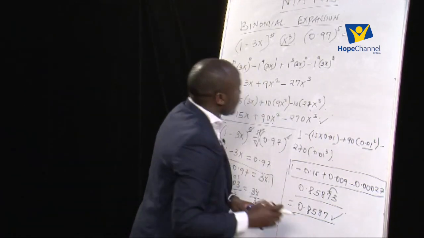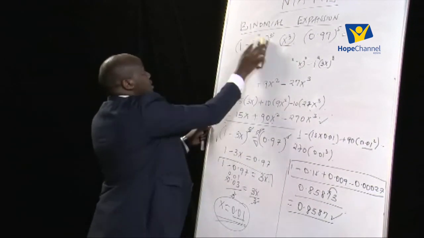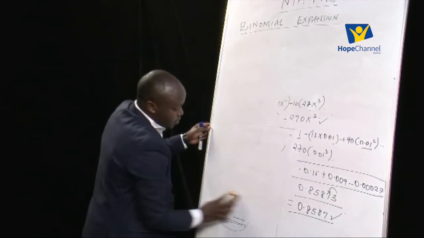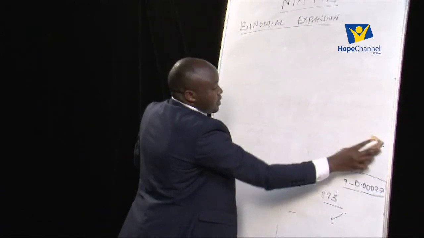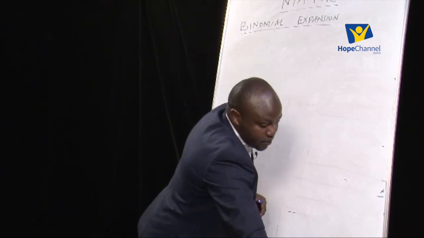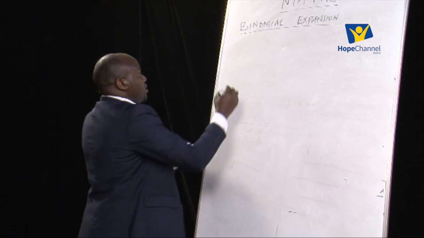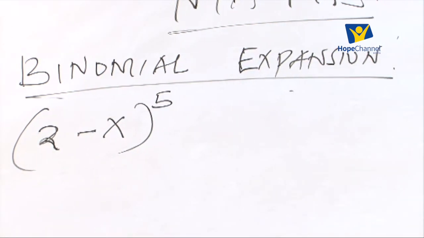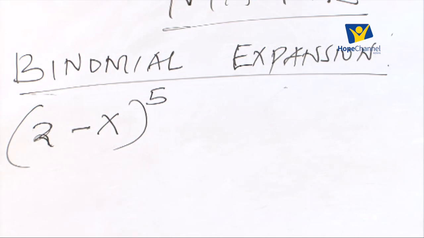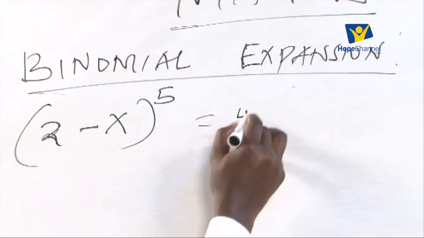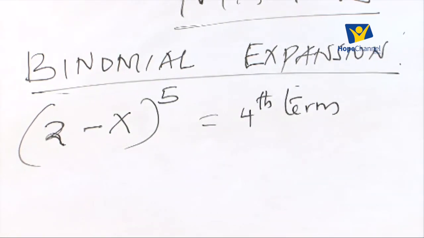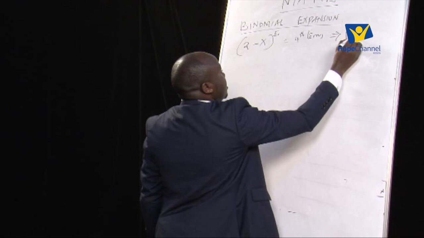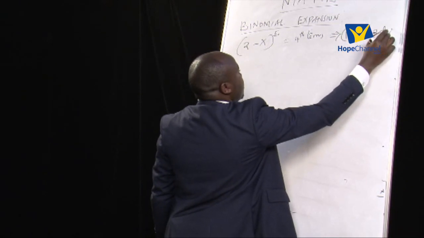Now for your homework, in the same spirit, I want you to try this. Try and expand it and use your expansion to solve for any other number. I want to give you this example. Expand 2 minus x to power 5, to the first 4 terms, and use your expansion to solve for 1.8. Use your expansion to solve 1.8 raised to the power 5 to 2 decimal places.